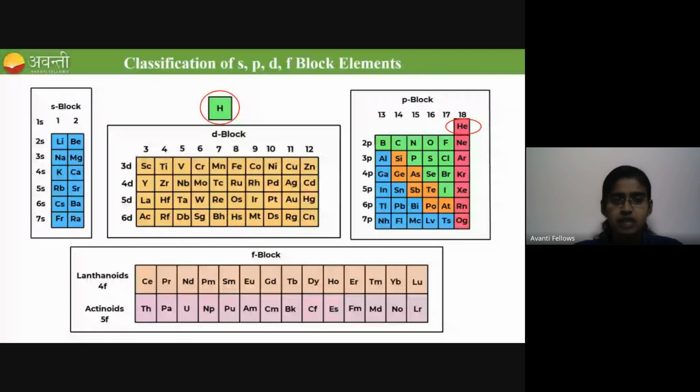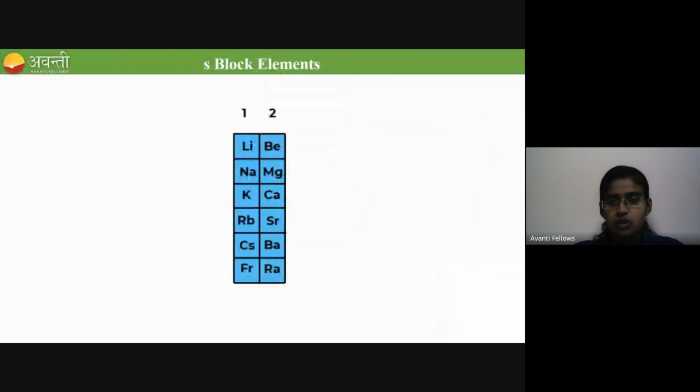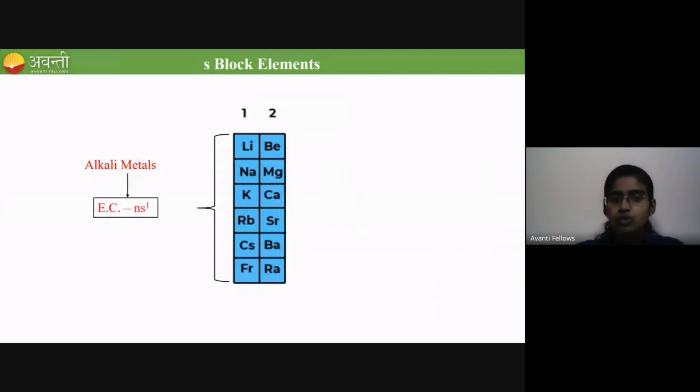First, I will start with S block. I want to talk about S block. It is group number 1 and 2. So group 1 elements are called alkali metals. As I have already told you, the general electronic configuration for the first group is ns1. So they easily, who are those?